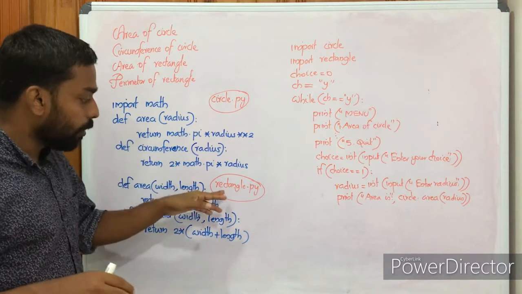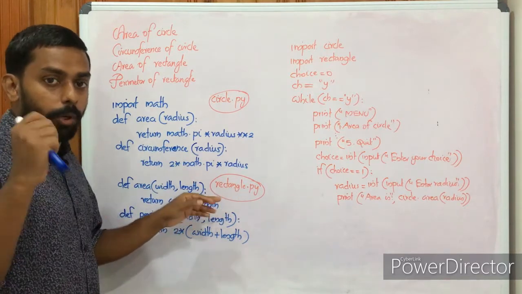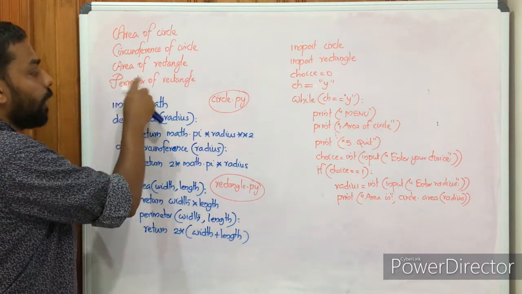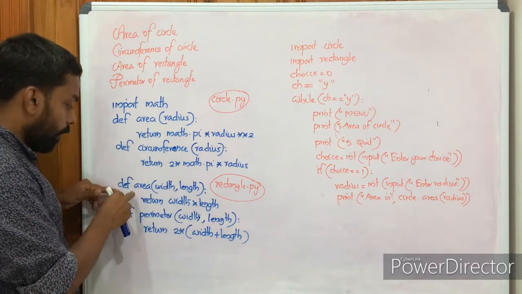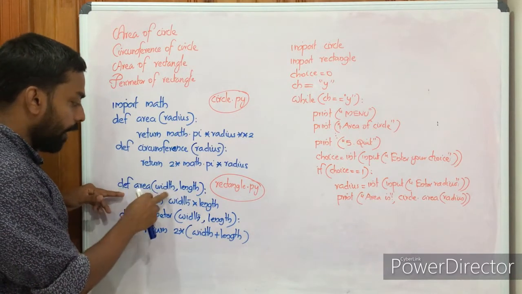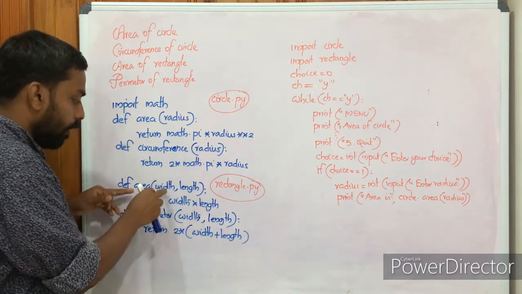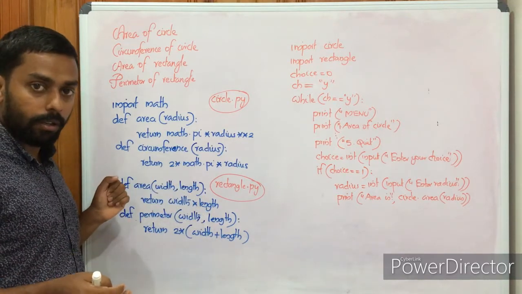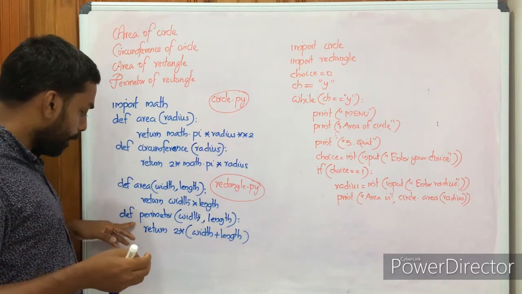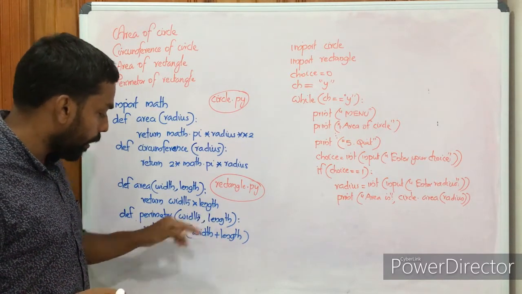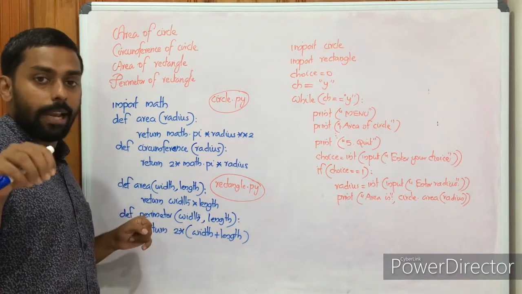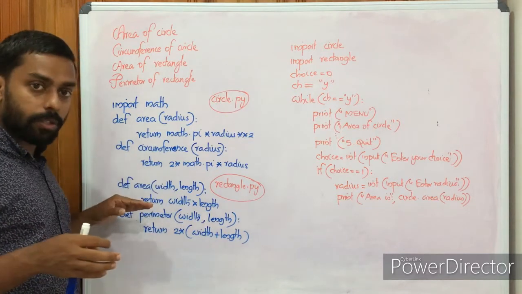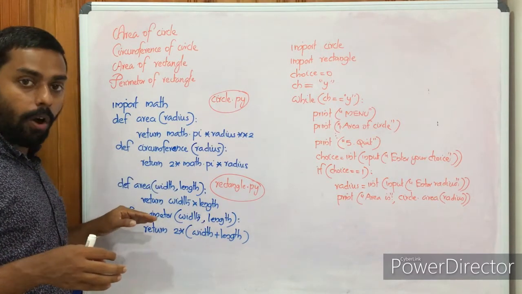Now we are moving to rectangle.py, our second module, and we have included rectangle related functions, area of rectangle as well as perimeter of rectangle. Here is the first function, def area(width, length). It takes two parameters, width and length, then returns width into length, area of rectangle. Then def perimeter(width, length), return 2 into width plus length, 2 into (width plus length) in parentheses. So these are the functions, area and perimeter of rectangle.